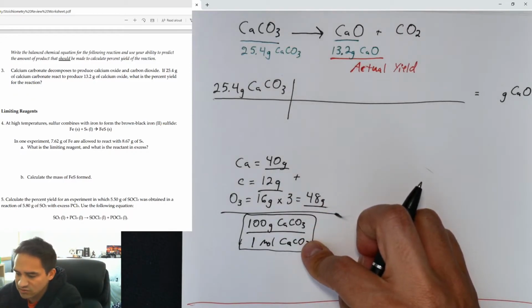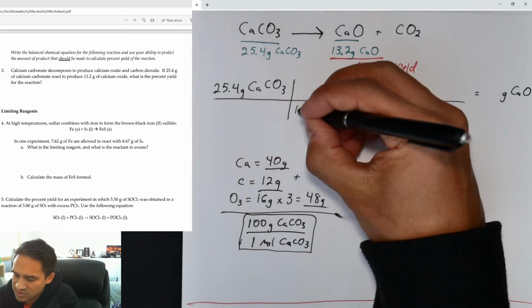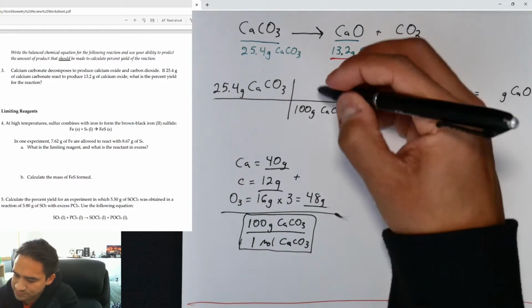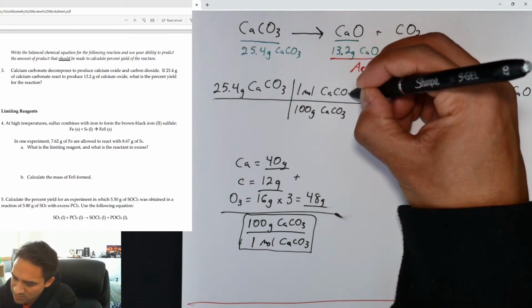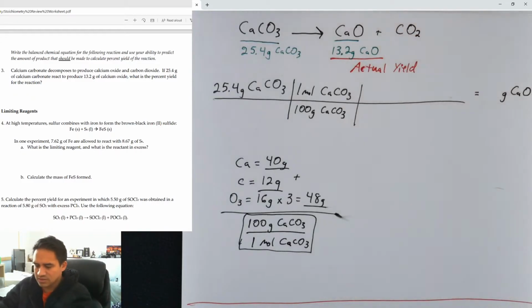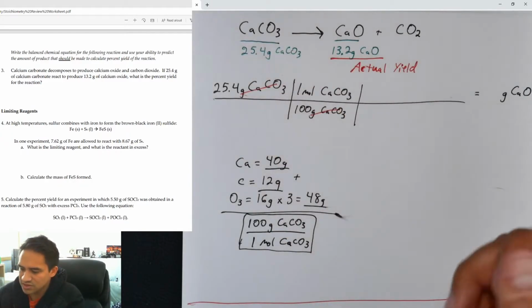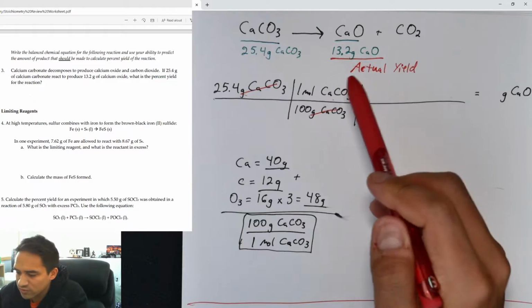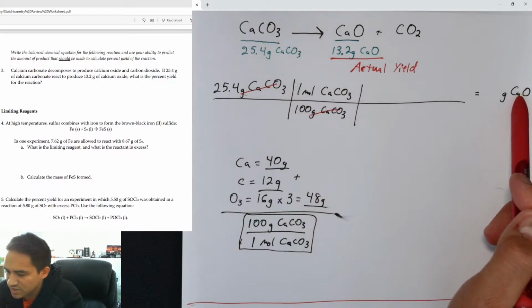So we can use this now to convert from grams to moles. Since we're starting with grams of calcium carbonate, the 100 grams of calcium carbonate will go on the bottom of our fraction. The 1 mole of calcium carbonate will go on the top of our fraction like this. So grams will cancel. This is going to get us into moles of calcium carbonate. Then we want to go from moles of calcium carbonate to moles of calcium oxide.